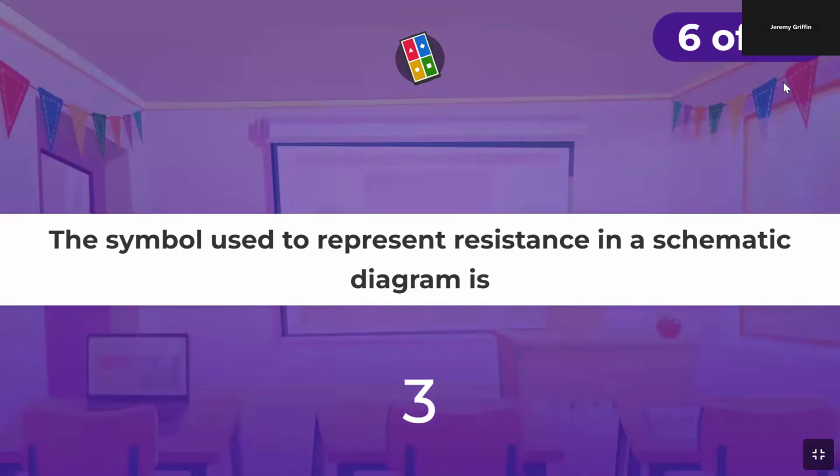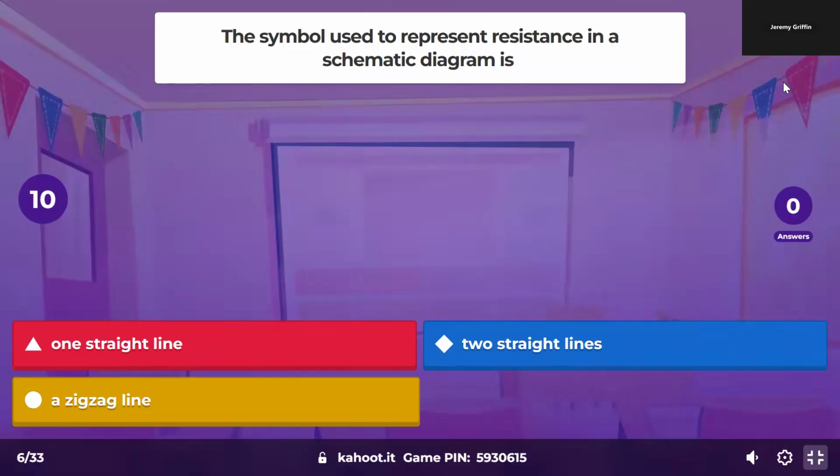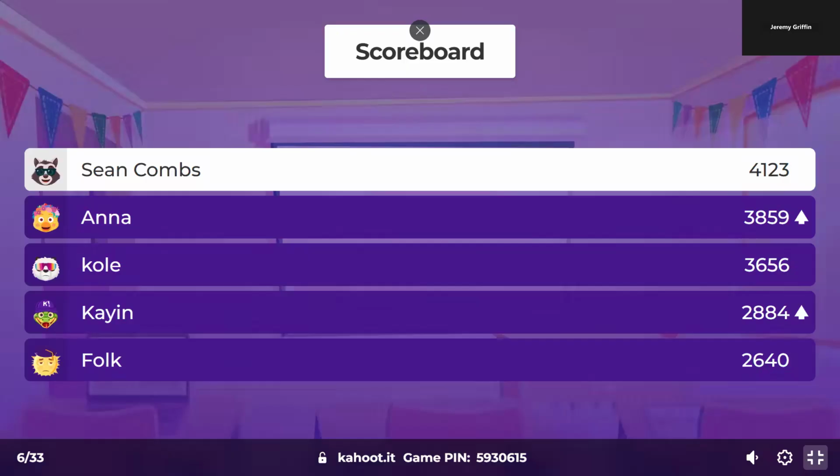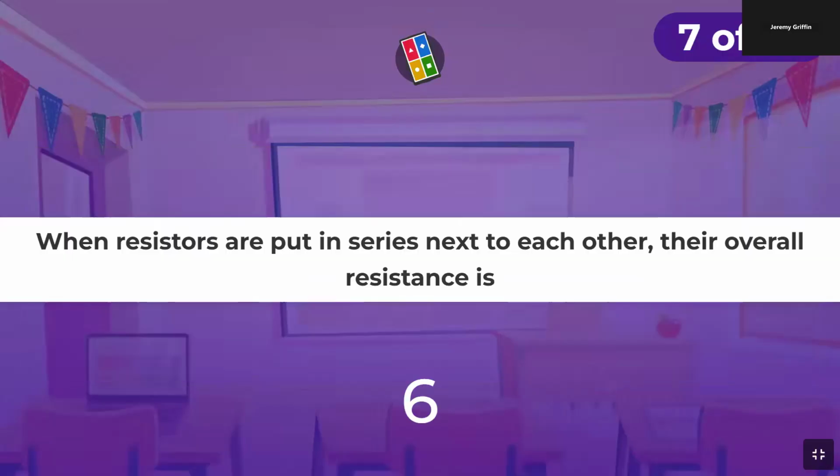The symbol used to represent resistance in a schematic diagram. Yeah, zigzag. There's your resistor. I don't think one straight line was anything. Zigzag. Right, resistors put into series. What happens to the overall resistance?